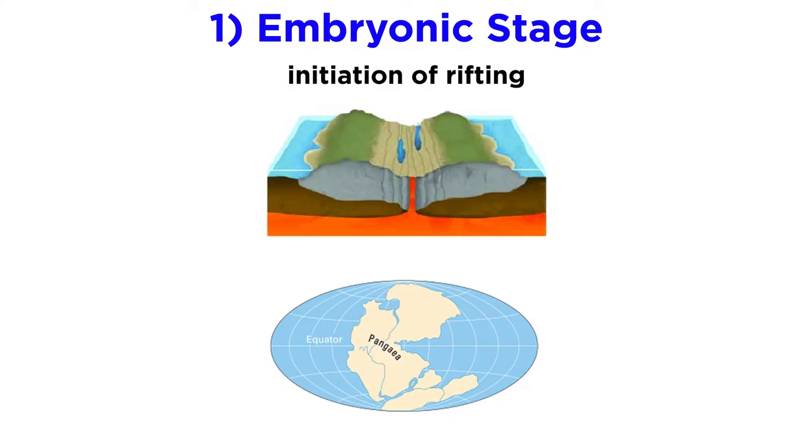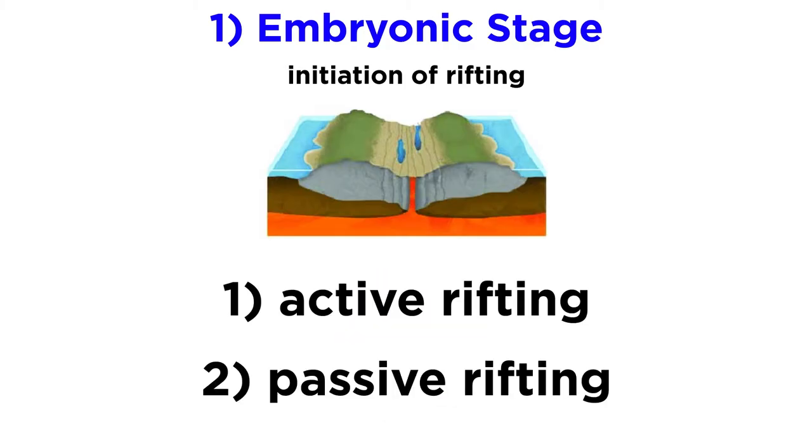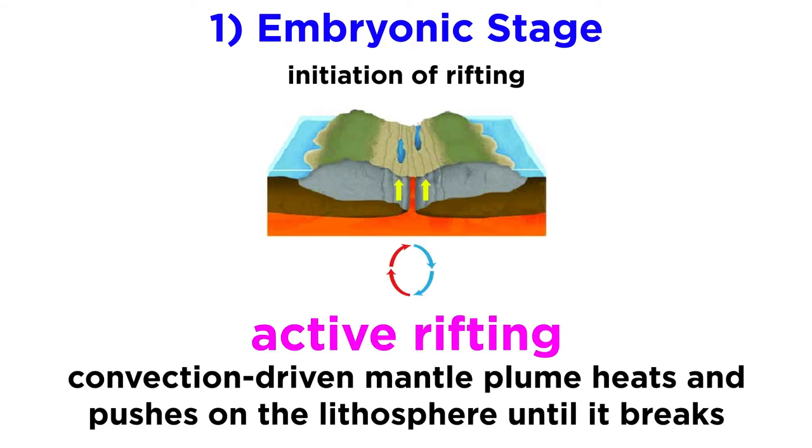The embryonic stage of the Wilson cycle begins with the initiation of rifting on the supercontinent, in this case Pangea. Unfortunately, the rifting of supercontinents is poorly understood and can theoretically be explained by a few different mechanisms. These explanations fall under two main categories, active and passive rifting. Active rifting is relatively straightforward and is caused by a convection-driven mantle plume beneath the supercontinent, which heats and pushes upward on the lithosphere, stretching it like taffy until it eventually breaks apart.